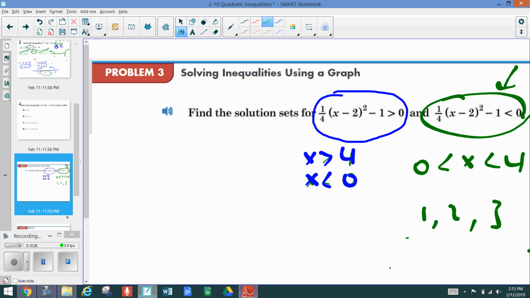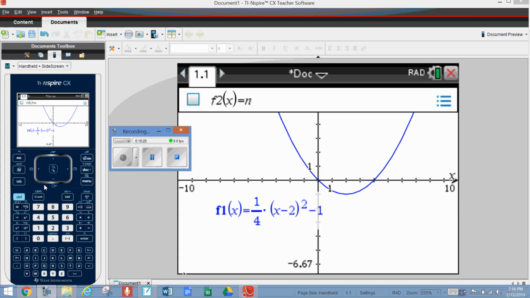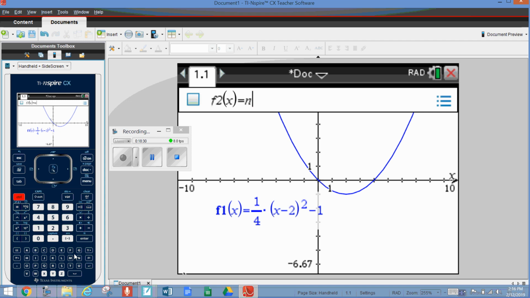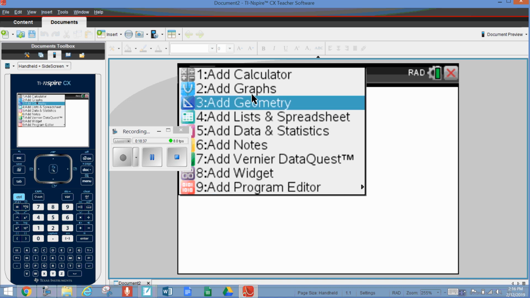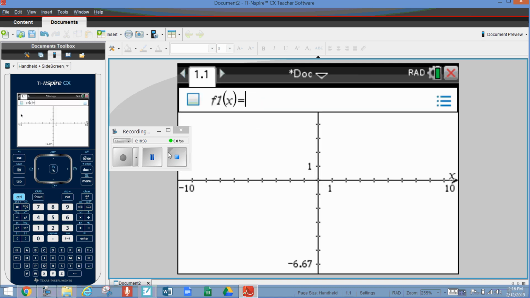Now it's your turn to do the next question. When you click Control N, it will give you a new page. Control N, Control New, and then you're going to choose Graphs again, so you get the new one.